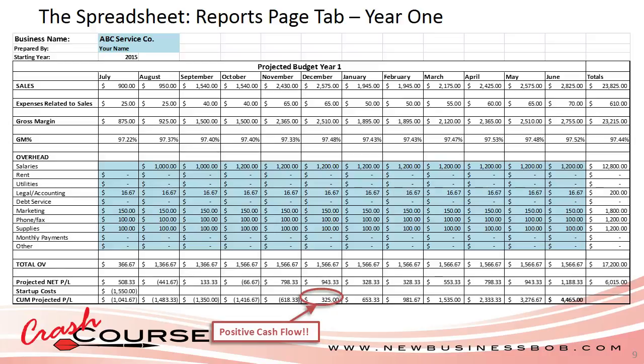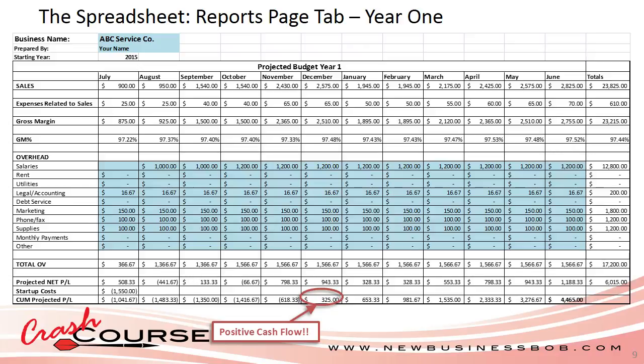So going down, we have total overhead, projected net profit and loss. This is where the startup costs are. It's a sunk cost, and month 1 is where it's counted. So the cumulative projected profit and loss for the first month is negative $1,041.67. And then it rolls from month to month.